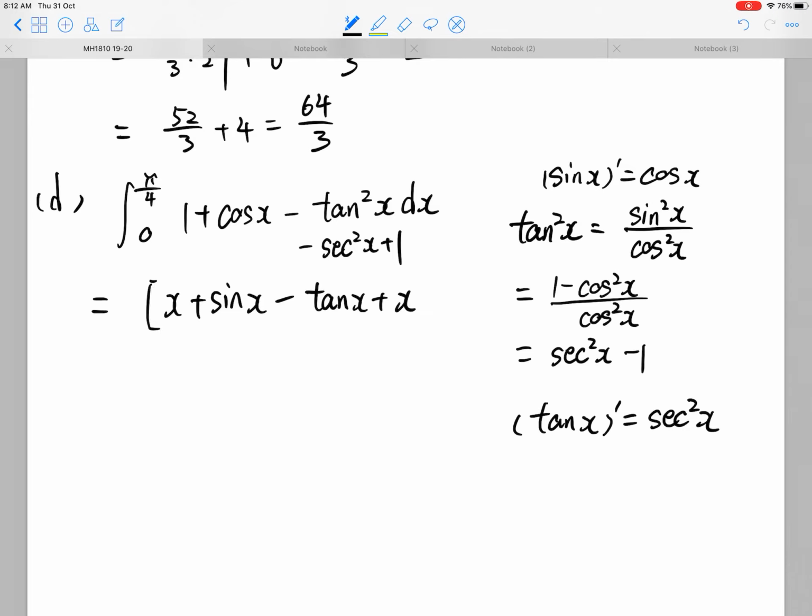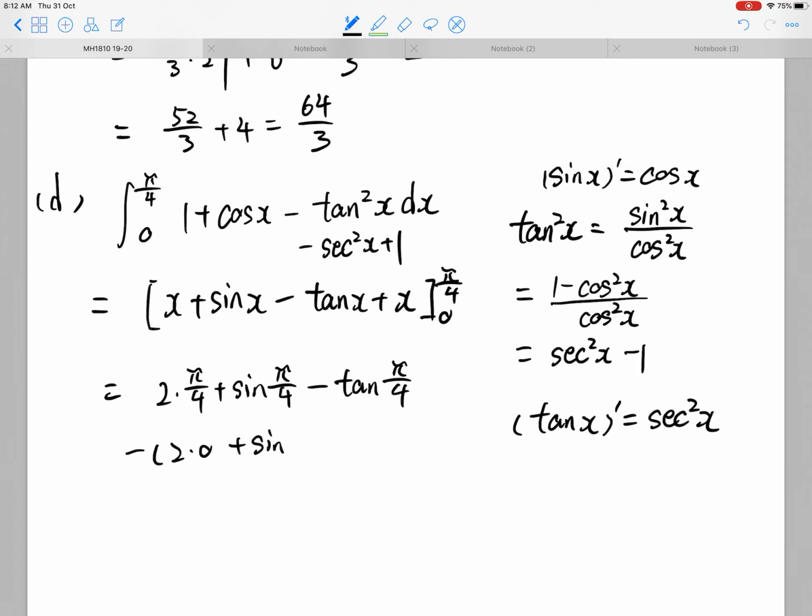Okay, from 0 to pi over 4. So it is, okay, 2 pi over 4 plus sine pi over 4 minus tangent pi over 4, right? Minus 2 times 0 plus sine 0 minus tangent 0. Okay, this part are all zeros. This part is pi over 2. Sine pi over 4 is what? It's 1 over square root of 2, right? It's square root of 2 over 2, minus tangent pi over 4 is 1. Okay.